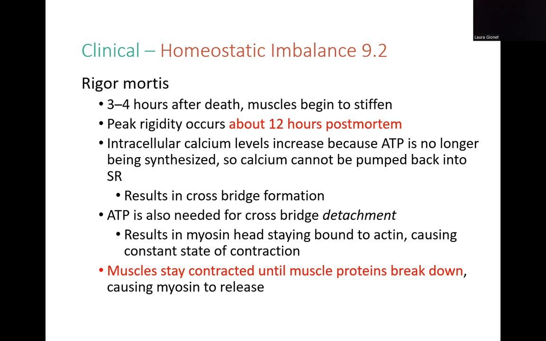Muscles stay contracted until muscle proteins break down, causing the myosin to release. So what eventually happens is those proteins just start to break apart. You have a very acidic environment. We have denaturation occurring of those proteins from a quaternary structure to a tertiary to a secondary. And because these are proteins, they're just going to break apart. And then you will have more flaccid muscles again. Okay, and that is the end of the muscular system.